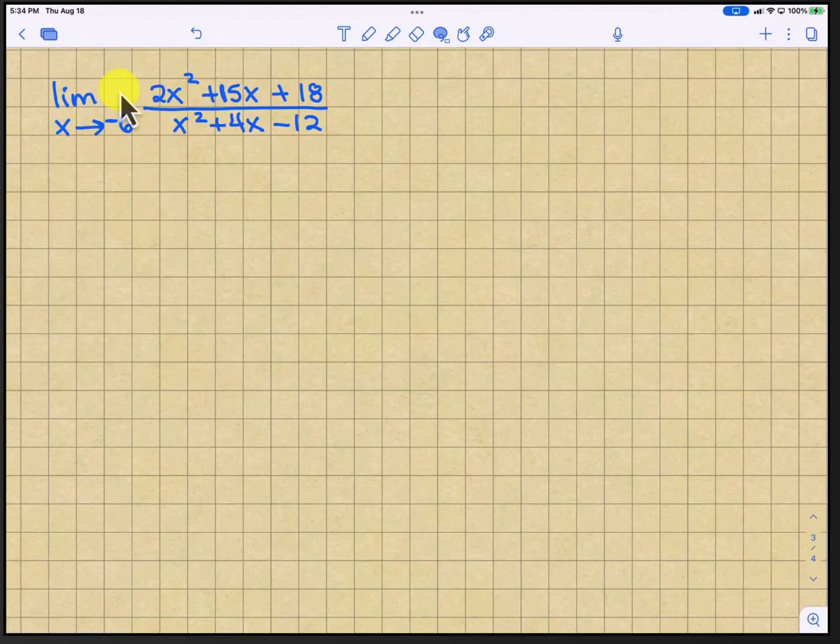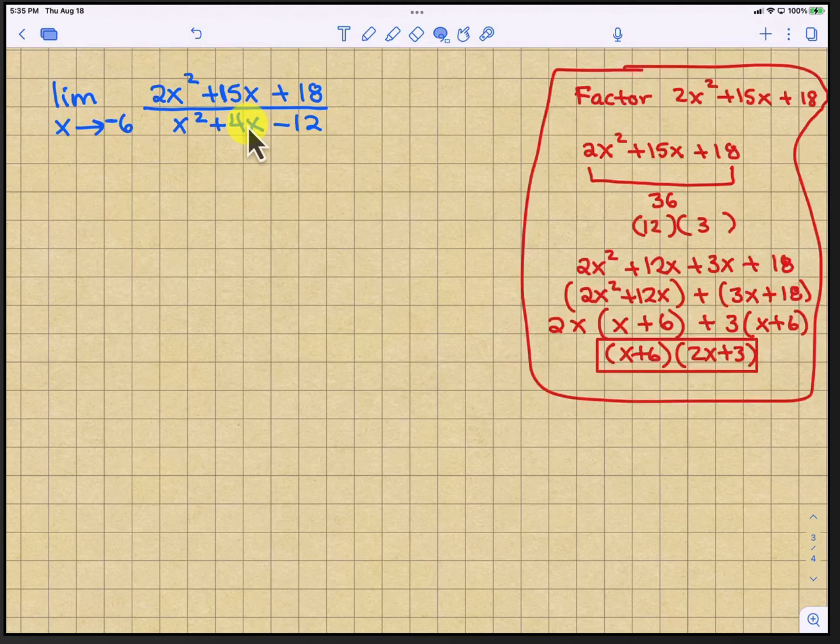You'll also see a question like this. Limit as x approaches negative 6 of 2x squared plus 15x plus 18, all divided by x squared plus 4x minus 12. Well, the first question you're probably asking yourself is, is this going to be the 0 over 0 case? And yes, it is. We won't go through the details, but if you plug in negative 6 on the top and on the bottom, you will get 0 over 0. So then we need to keep going. And the next step would be to figure out how you're going to factor this numerator. How do you factor 2x squared plus 15x plus 18?